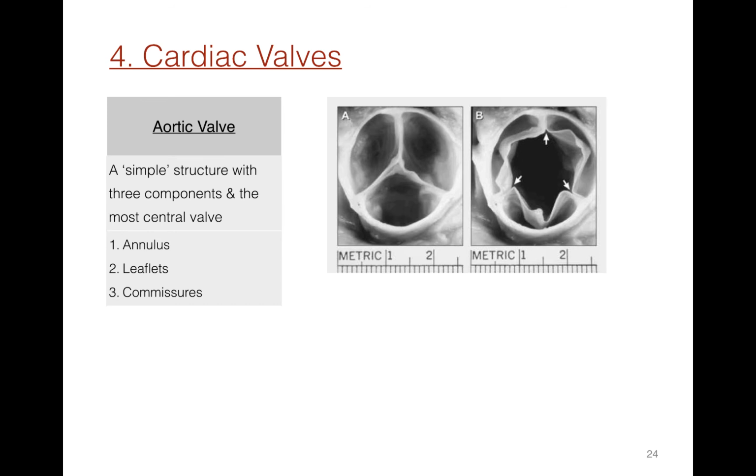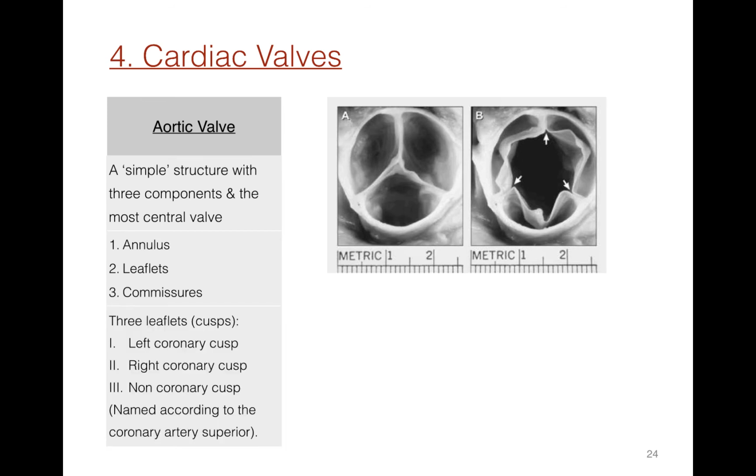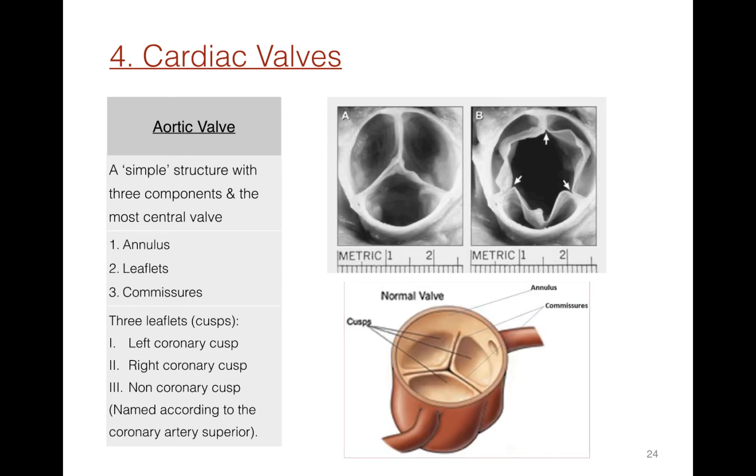And on the image on the right there, you'll see three arrows pointing to the commissures, the points of separation of the cusps. The three aortic valve leaflets are named according to the coronary artery superior to them. That is to say, just superior to the cusps are three sinuses, and from two of those sinuses arise coronary arteries.